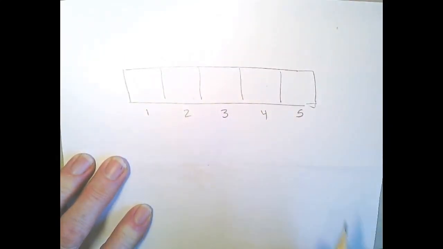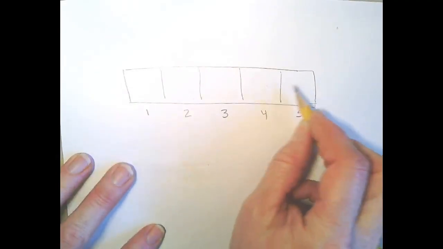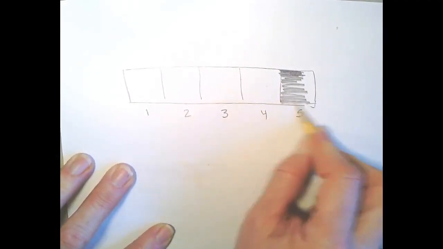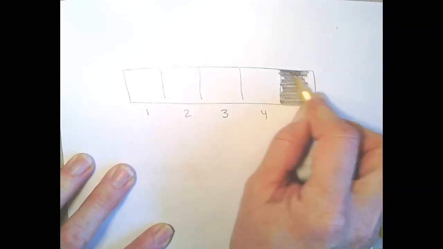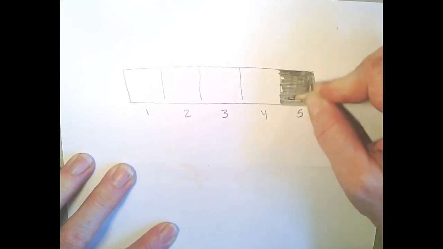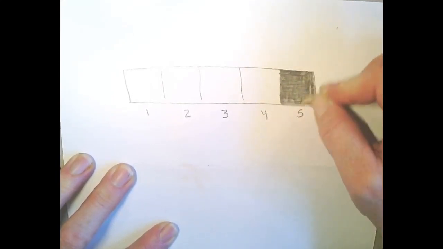You'll draw a rectangle with 5 boxes. Label them 1 through 5. 5 is going to be your darkest color. Take your pencil. It can be any kind of a pencil, but if you have artist pencils, use a softer pencil like a 5B or a 6B for this square.